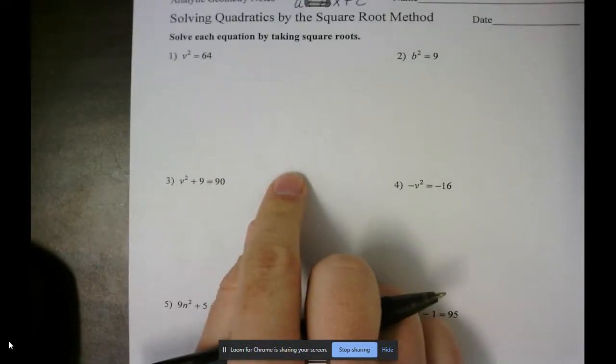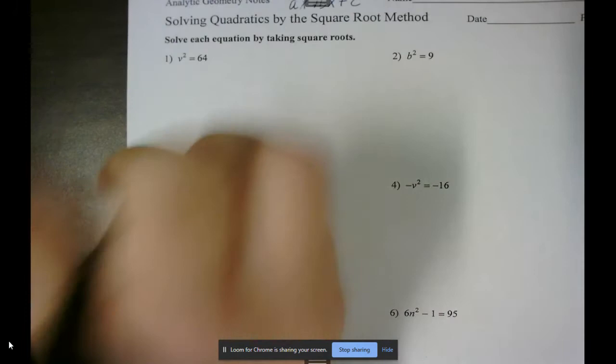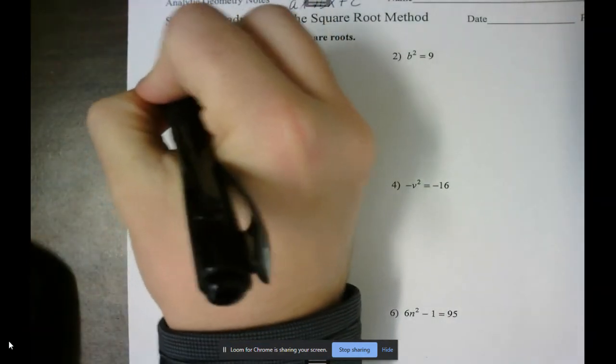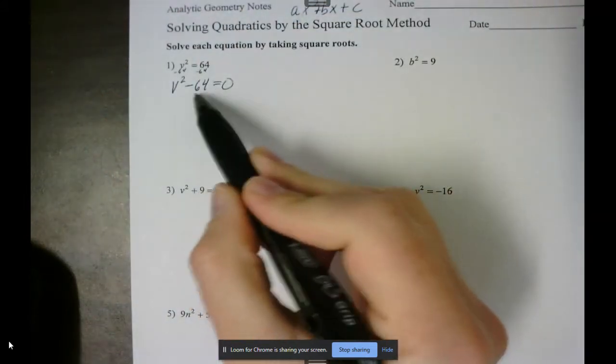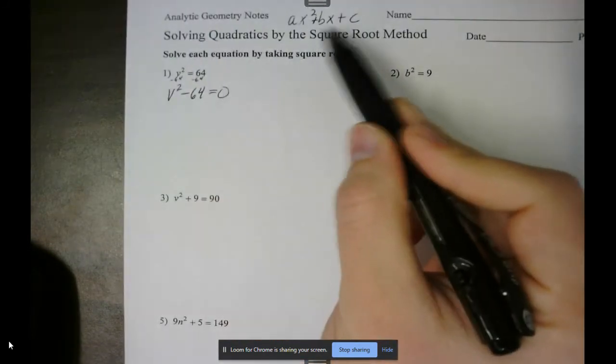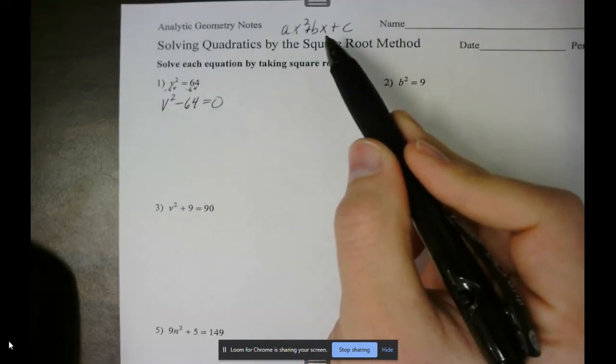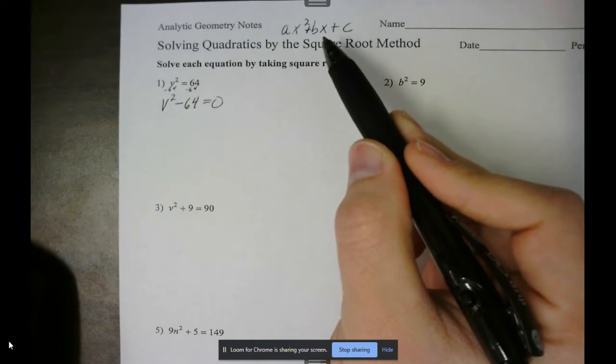Anybody see it? If I were to solve this one, if I were to rewrite it so that it would be v squared minus 64 equals 0, right? Subtract 64 on both sides. What do you notice about this compared to the standard form up here? Something's missing. Anybody see it?